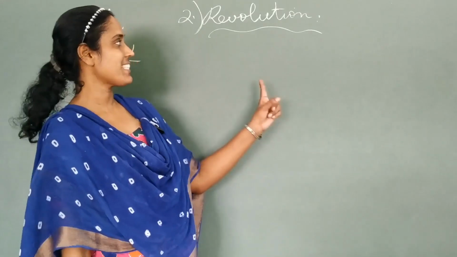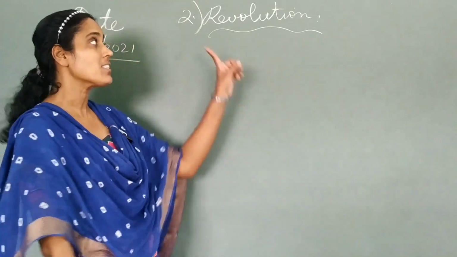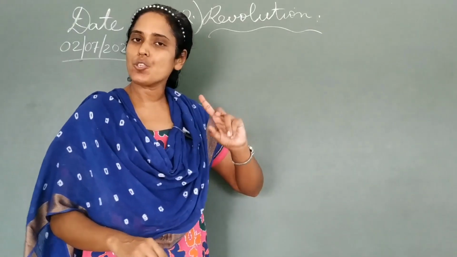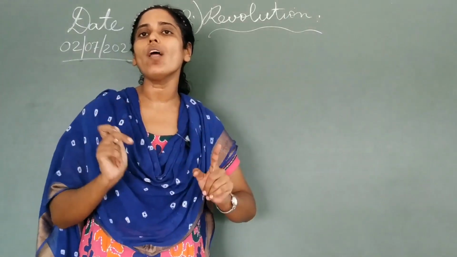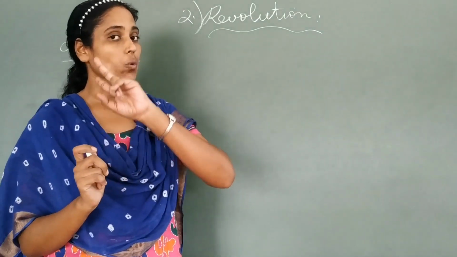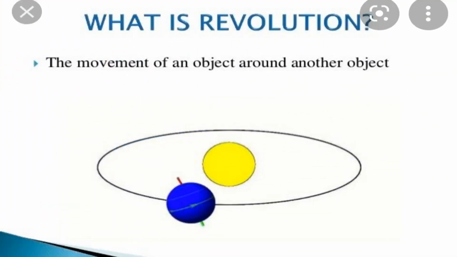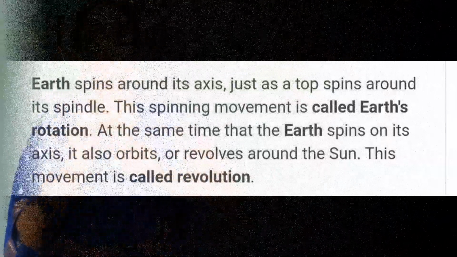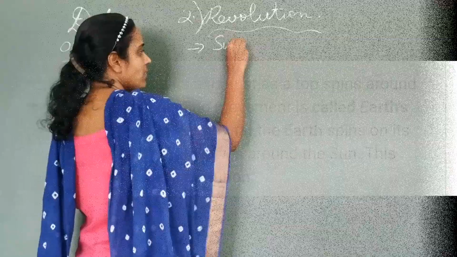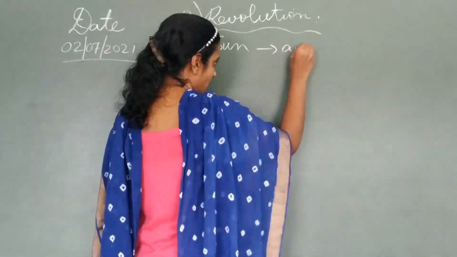So students, here is the second concept of motion of the earth, that is revolution. The first one was rotation, second one is revolution. What is revolution, students? Earth revolving around the sun on its axis. That was rotation in which it was moving around on its own axis. But here, this is revolution in which earth revolves around the sun on its own axis.